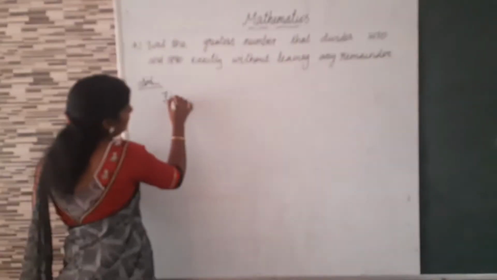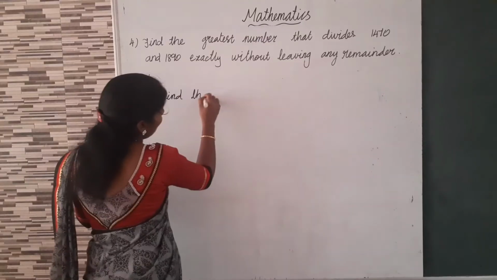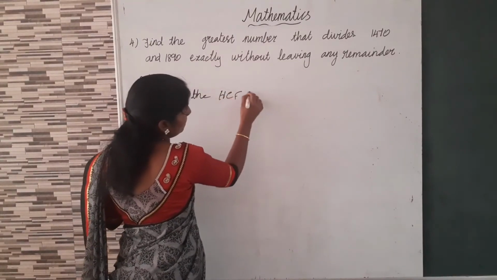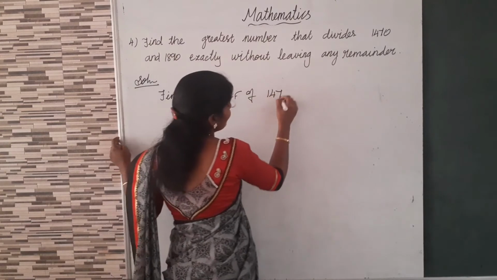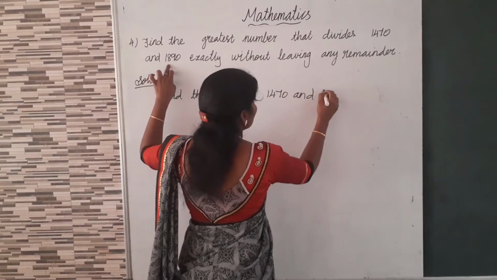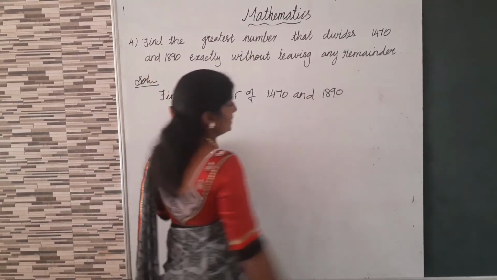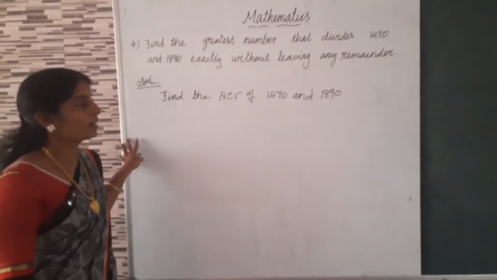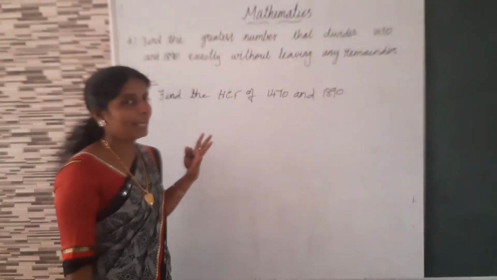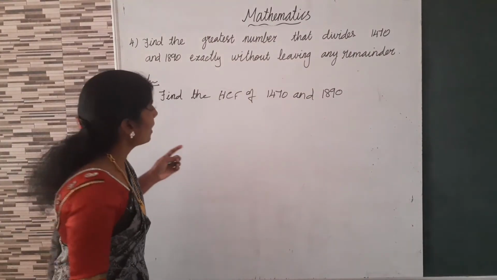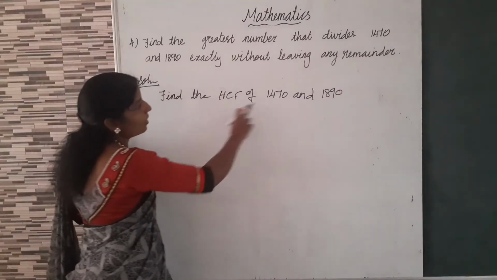Okay. Now here write, find the HCF of 1470 and 1890. Now we can use the long division method or the prime factorization method. We can choose any one method. Okay. Now here we can use the long division method.